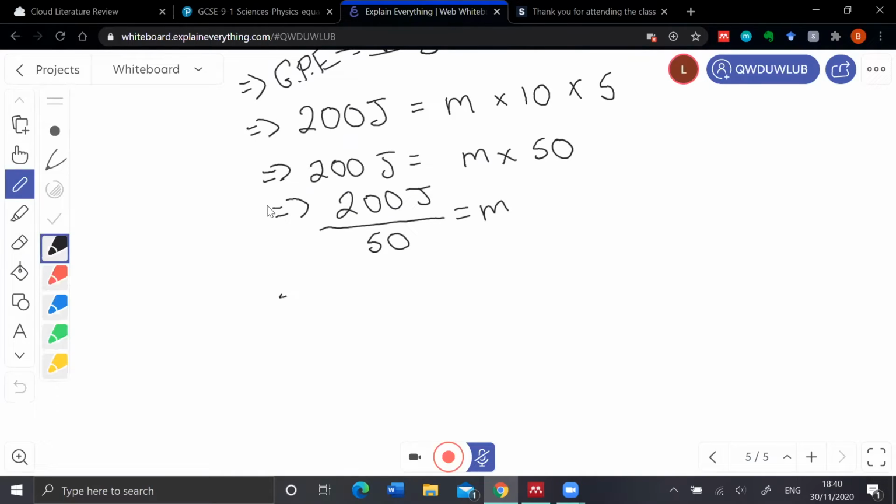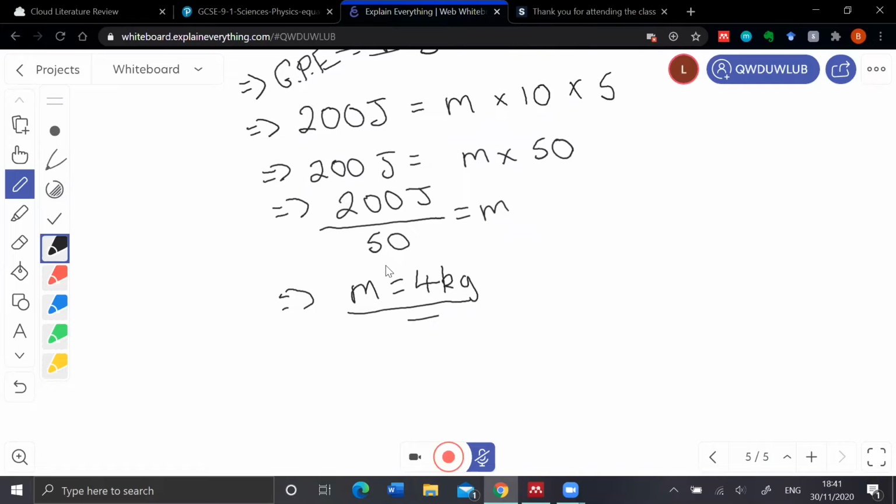So how many 50s go into 200? It's not meters, that's mass, so it's easy to get confused. So 200 divided by 50 is going to be 4. So M equals 4 kilograms. Okay, that's an example of that question.